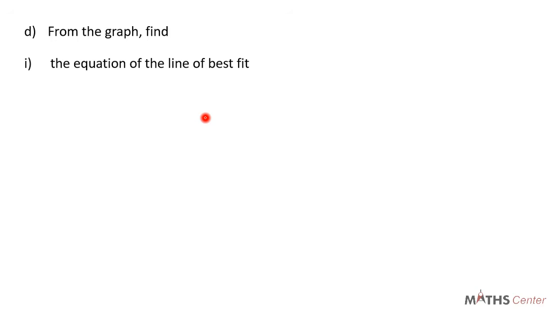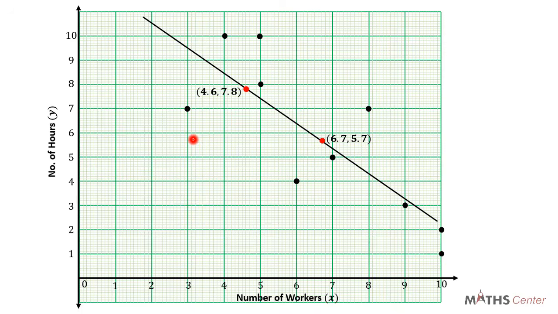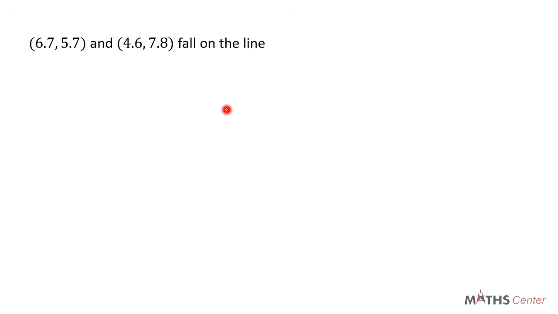To get the equation of the line, we will need the gradient of the line and the coordinates of at least 1 point that falls on the line. Here we already have 2 points that fall on the line, so we can use the coordinates of those 2 points to find the gradient. From the graph, we know that (6.7, 5.7) and (4.6, 7.8) fall on the line. And so we can use this to find the gradient using the formula y2 minus y1 divided by x2 minus x1.